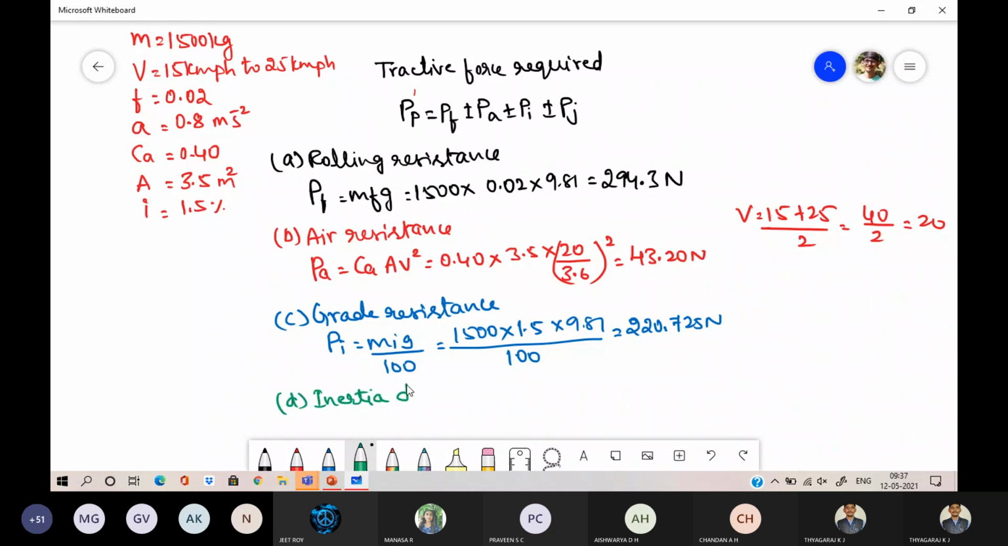So next, inertia due to acceleration. So PJ is equal to M into A. So M is 1500 and A is 0.8. So check how much you get. Inertia force is 1200 Newton.